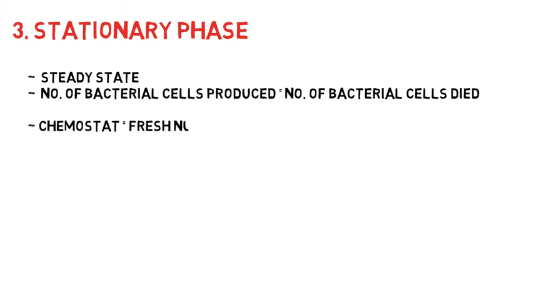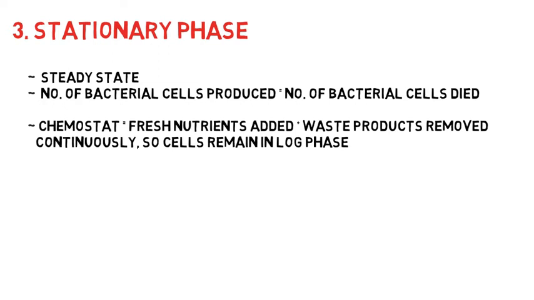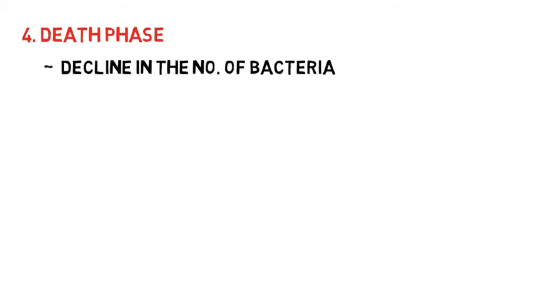But if cells are grown in a special apparatus called a chemostat, where fresh nutrients are added and waste products are removed continuously, they can remain in the log phase forever and do not enter the stationary phase. The fourth and the final one is the death phase, in which there is a decline in the number of bacteria.